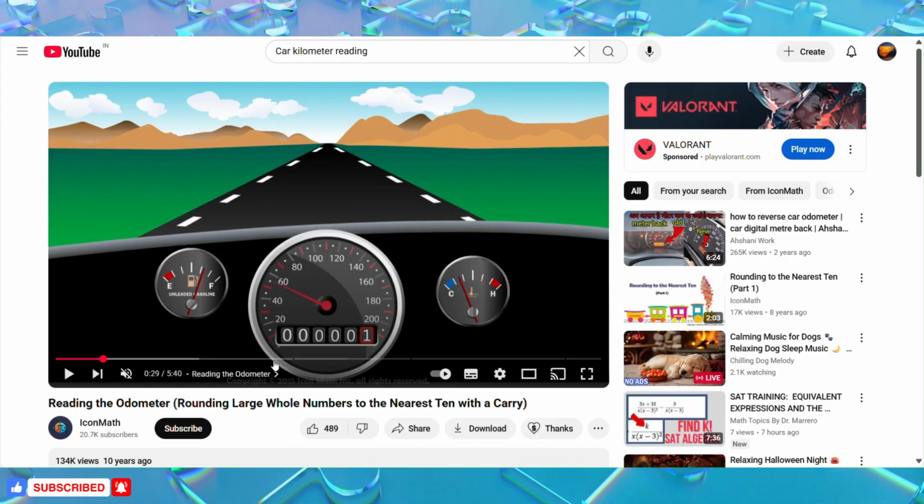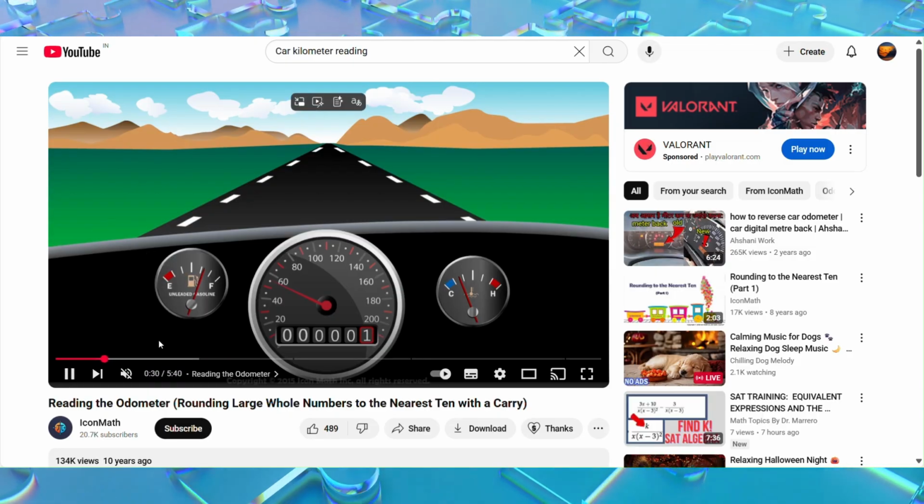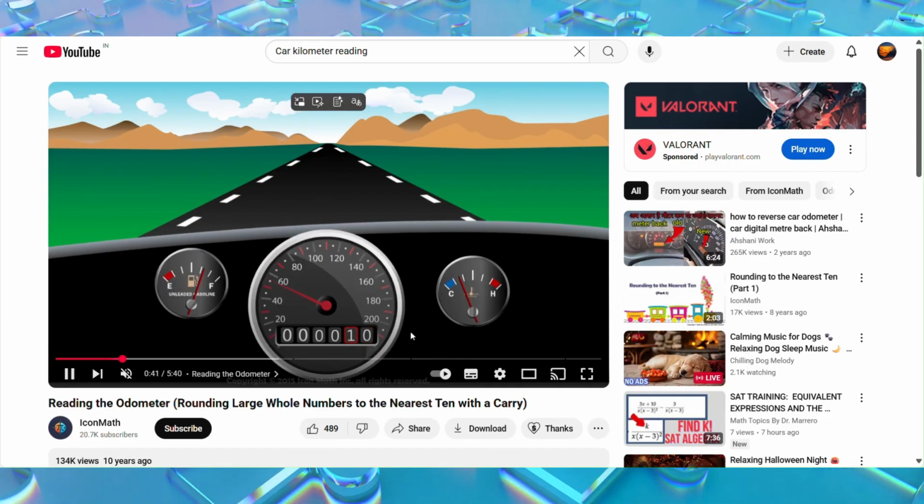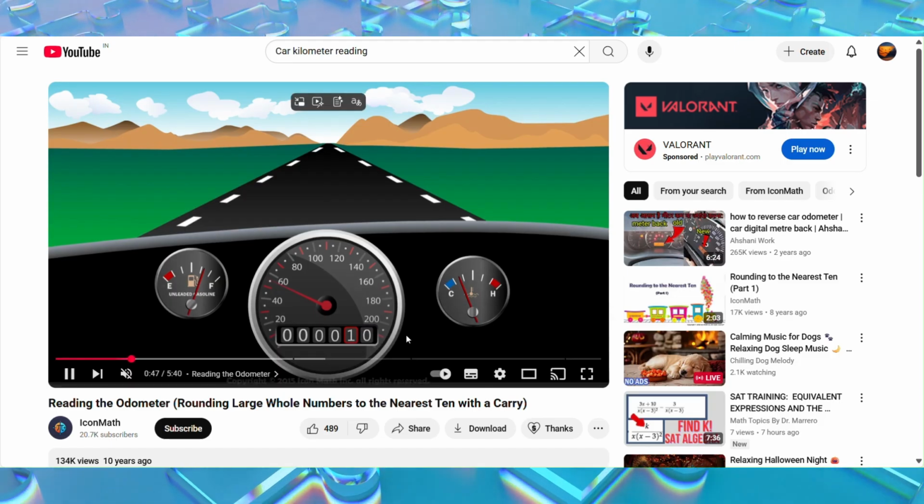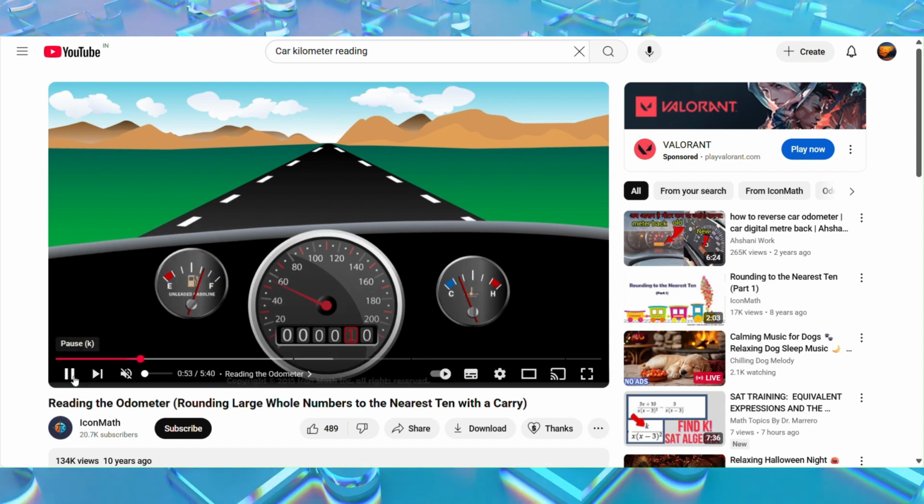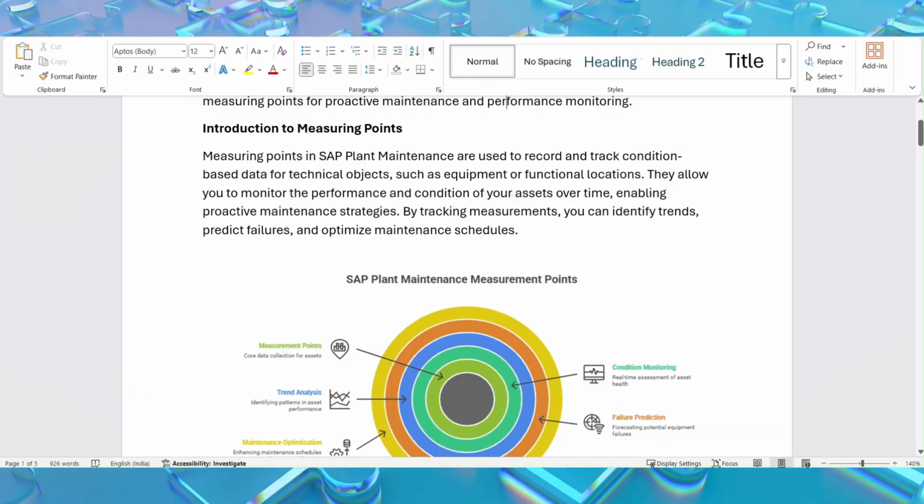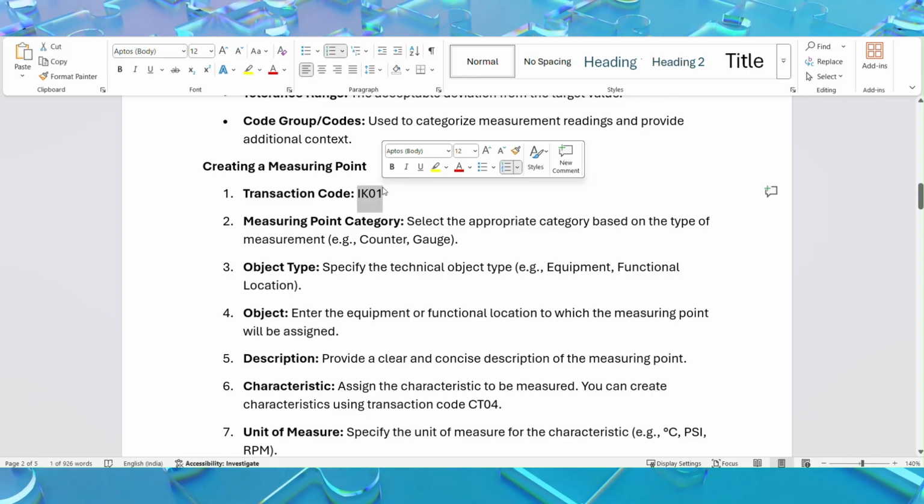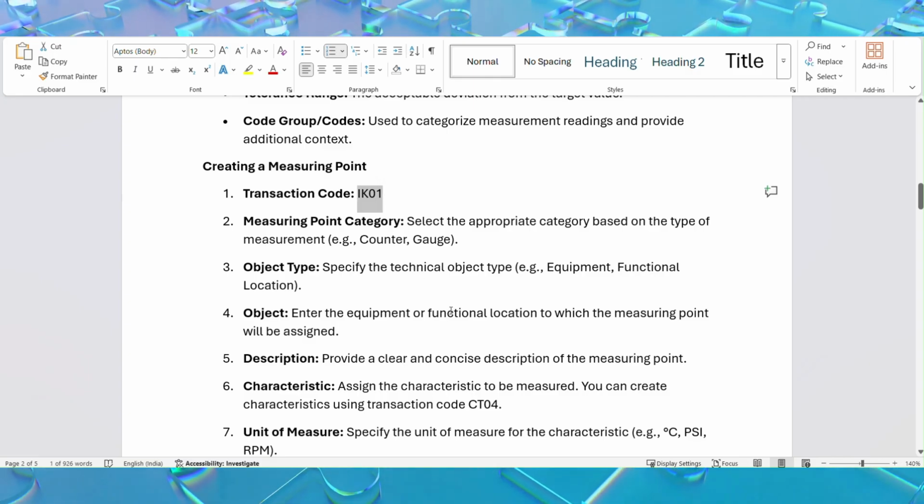So first, this is the video. Let me show you. So right now, look here. This is a car and this is the odometer. So look how the kilometer reading is getting increased here. Okay, so this is a measuring point where the kilometer readings are increasing. It will not go back, right? So this is your counter measuring point. So what will happen here? You are going to create a measuring point as mentioned here with this T-code IK01, and the unit should be in kilometers. Okay. So that we will see in the system, how it looks like.